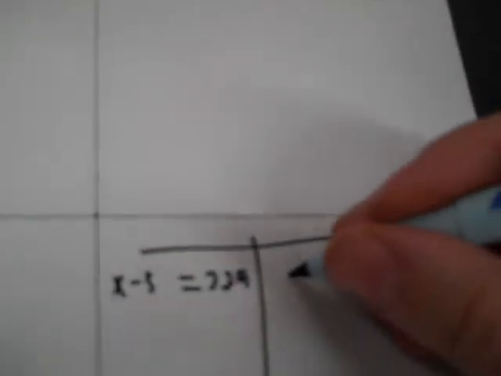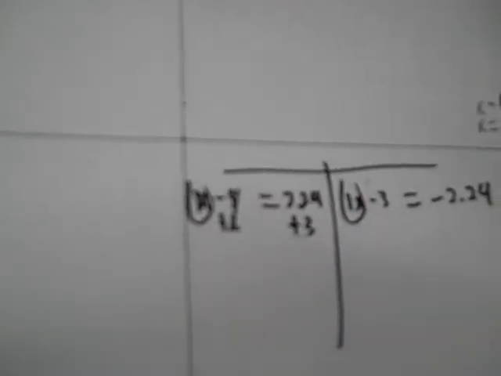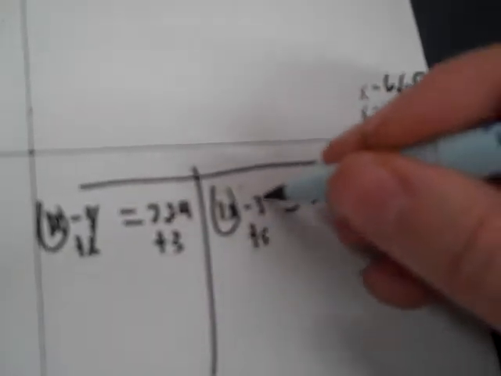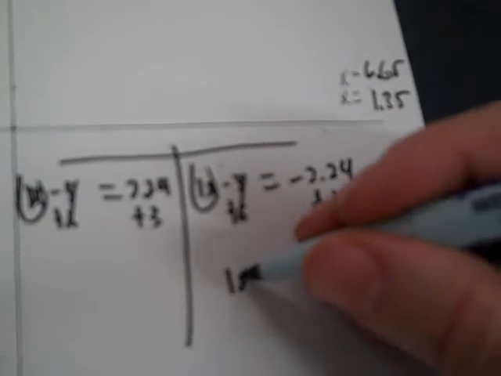Positive 2.24 and negative 2.24, okay? And then I'm going to bring in x minus 3, because that's what's in the parentheses. So I put the 1 in front of the x, box it, and all I really need to do is add 3. So 2.24 plus 3 is 5.24. And then negative 2.24 plus 3 is 0.76.